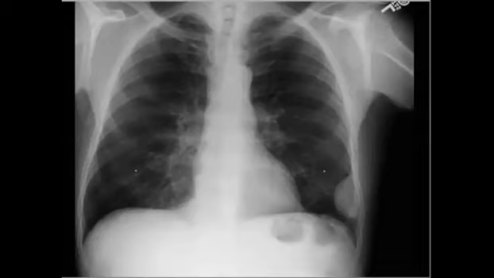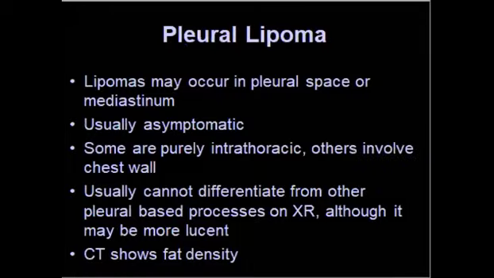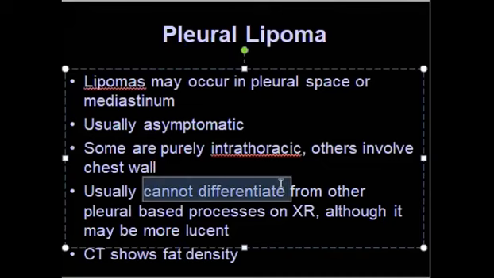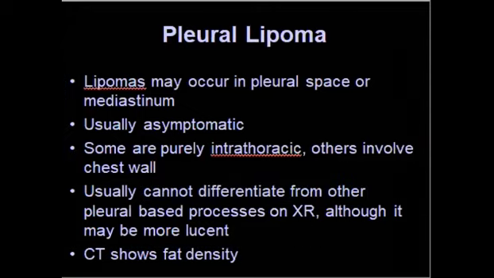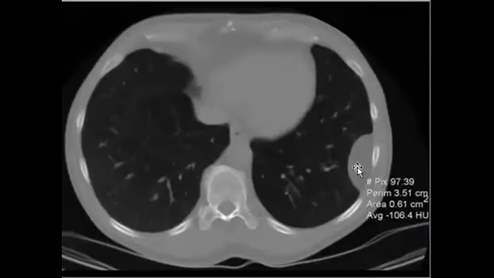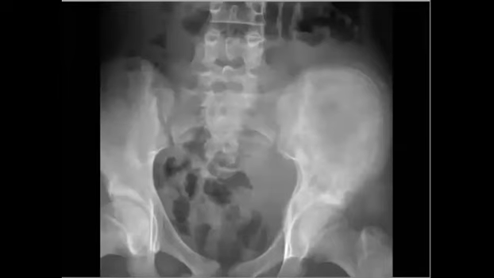This one we mentioned before, pleural based lesion. It can be many things, but it can be lipoma as well. Sometimes you cannot differentiate, or usually you cannot differentiate it from others. In the CT, maybe if you measure the density and you find below minus 100, then you can reach it.